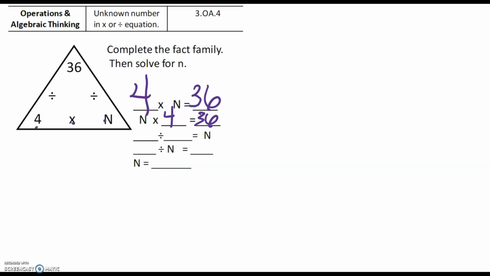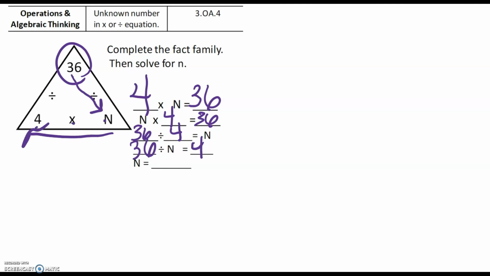Now for division, we start at the top, because in division we start with the whole amount. In this case, it's 36. We're going to divide it into 4 equal groups, and when we get done, we will have n objects in each group. And finally, this little triangular card helps us do the last fact family equation: 36 divided by n equals 4.